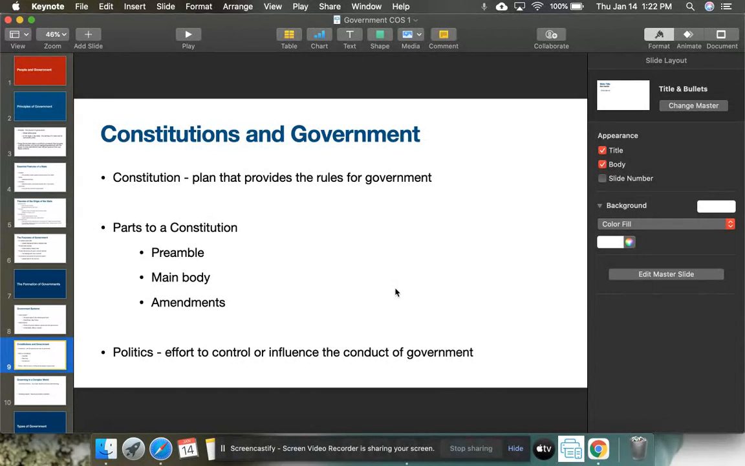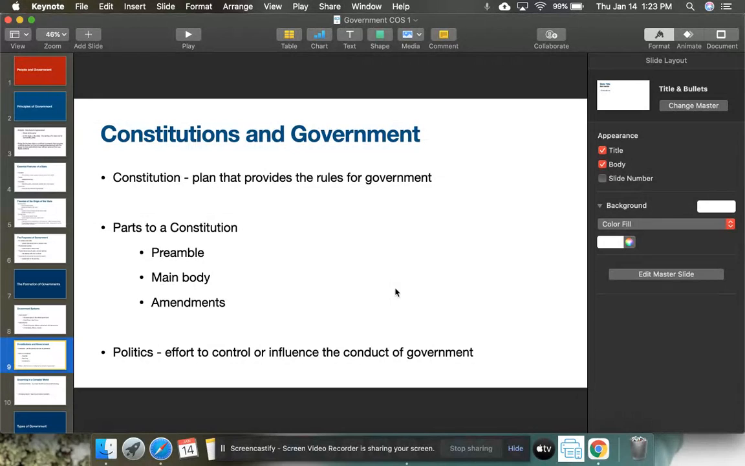Guys, in a constitution, you're going to have three main parts. You're going to have a preamble, which sets the goals and the purpose of government. It's just kind of an introductory paragraph. In English, you would call this a thesis. Then you're going to have your main body, which in ours is divided into articles and sections. And then we have the amendments, which are the changes that have been made to the government.